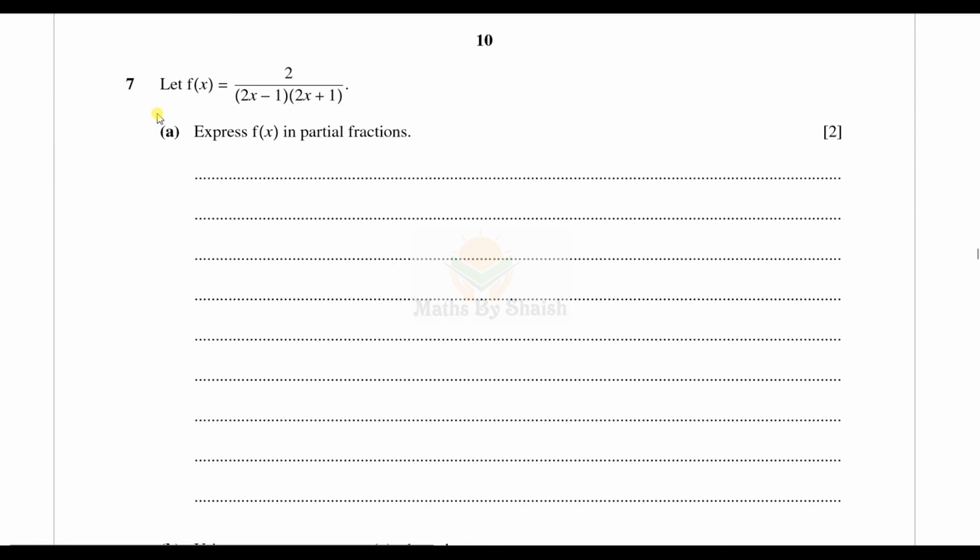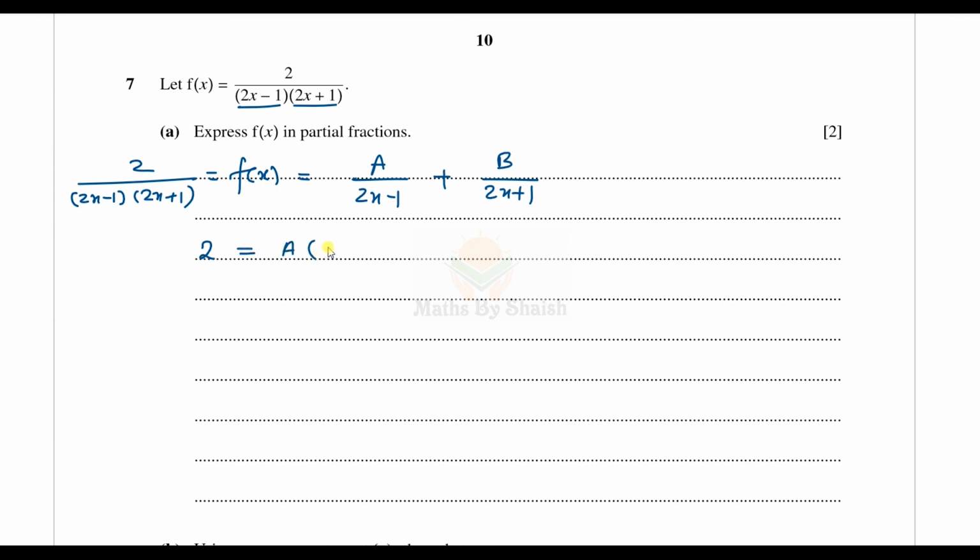Here's question number 7. Let f(x) be 2 over (2x minus 1)(2x plus 1), and express f(x) in partial fractions. Since they are linear factors, we can write f(x) as A over 2x minus 1 plus B over 2x plus 1. So f(x) is given as 2 over the same thing, (2x minus 1)(2x plus 1). So I'll multiply throughout by (2x minus 1)(2x plus 1). So the left hand side will be left with only 2, and the right hand side is A times (2x plus 1) plus B times (2x minus 1).